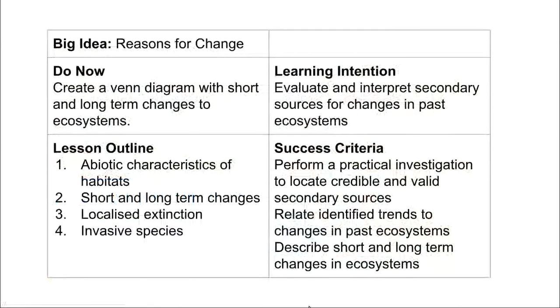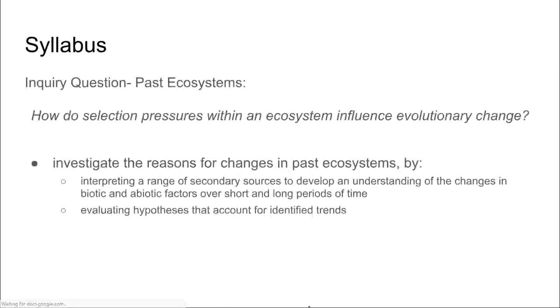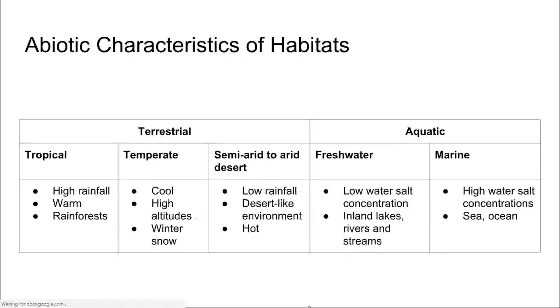In this video, we're going to be looking for reasons why past ecosystems may have changed. We're going to be looking specifically at the biotic and abiotic factors that may change in short and long periods of time. But also in class, we're going to be evaluating some of the hypotheses that people have proposed to explain some of these trends that we have seen in ecosystems.